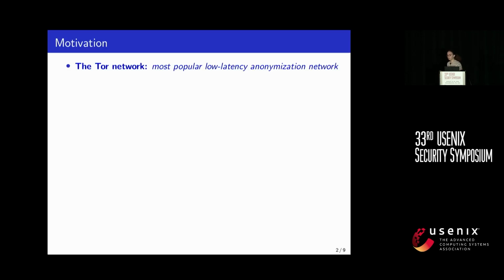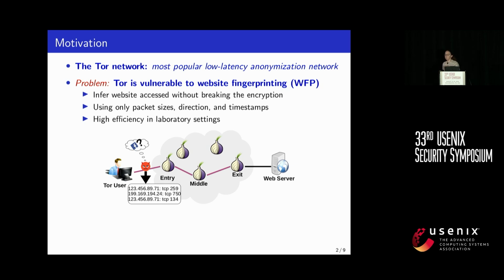Our work focuses on the Tor network, which is the most popular low latency anonymization network nowadays. One of the main goals of the Tor network is to provide unlinkability, which means that a local attacker located between the Tor network and the Tor user cannot know both the IP address of the Tor user and its final destination.